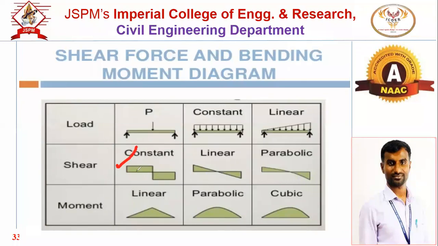So this is the variation for the central point load, and the bending moment diagram will be a triangle, and the maximum bending moment will be at center, and that maximum bending moment is given by PL by 4.